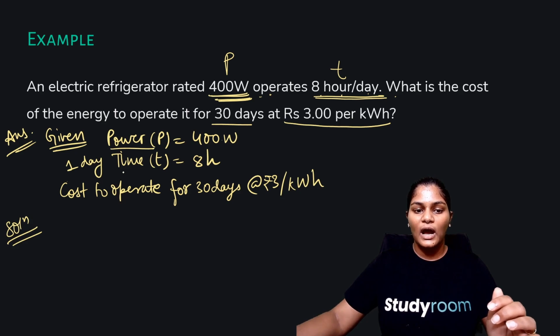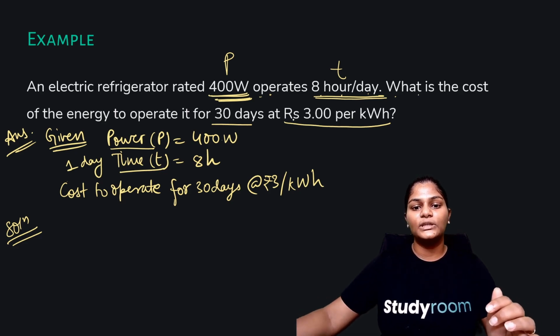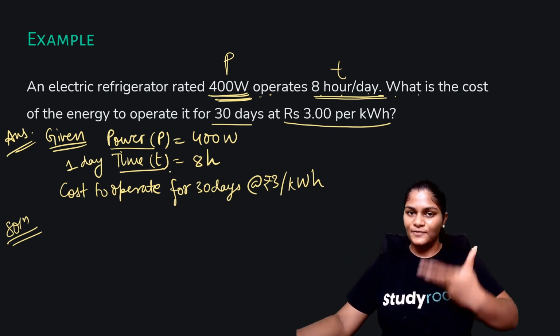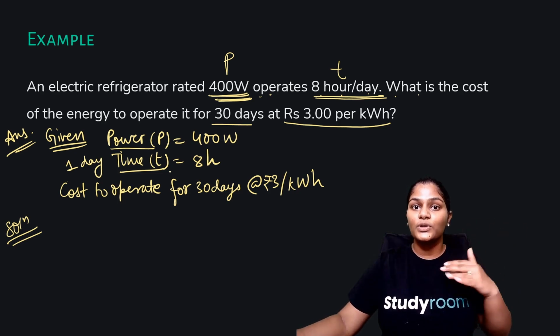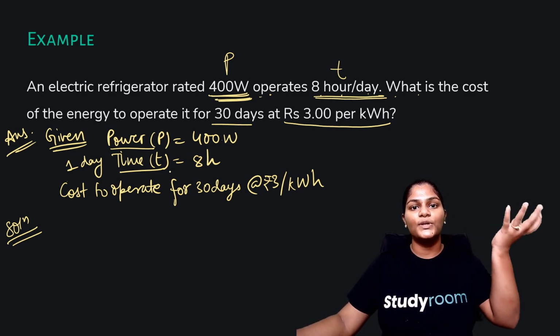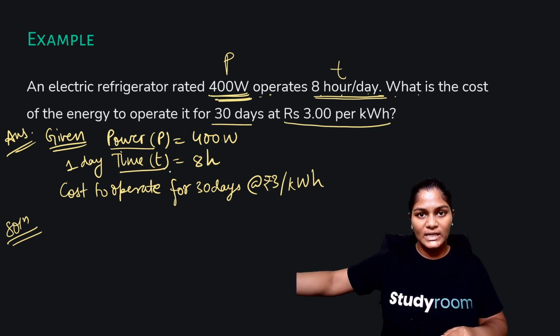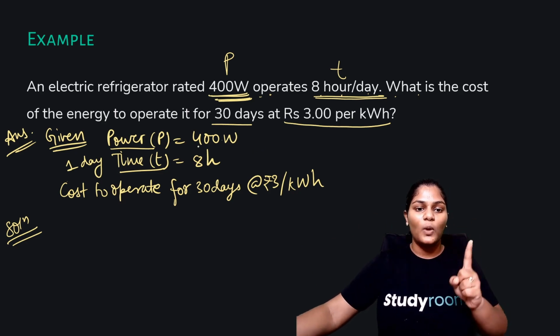I have the power, I have the time, and what do I need to find here? I need to find the cost of the energy to operate it for 30 days at 3 rupees per kilowatt hour. So I need to find it for 30 days. So can I first find it for 1 day, right? That's what we always do. You remember when we did the unitary method, you always found out whatever the cost or whatever it is for one, and then you find it out for multiple, right? So let me find out how much power it actually spends in 1 day.